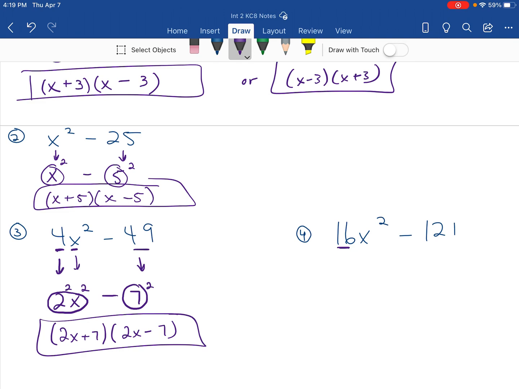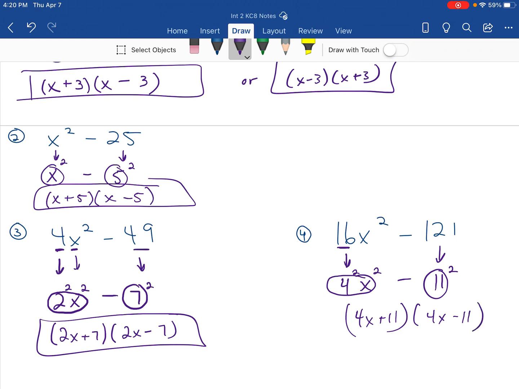Go ahead and pause the video, and I want you to try number 4. All right, 16. It's the same thing as 4 squared. Bring down the x squared. 121 is 11 squared. So now I have my two terms, 4x and 11. So I have 4x plus 11 and 4x minus 11.